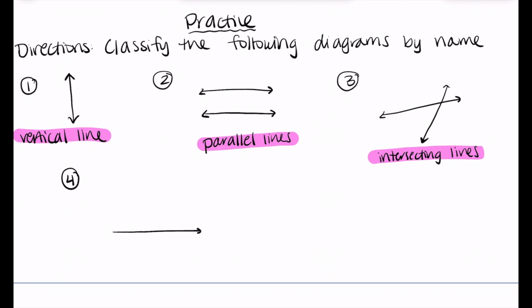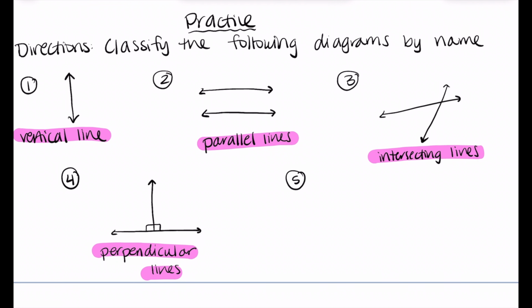Number 4, we have a horizontal line, okay, with a vertical line going through it, and it's forming 90-degree angles. So the name of this would be perpendicular lines, right? So number 4 would be a perpendicular line. And our last practice problem for today, let's see what the visual looks like. For number 5, we have a line that moves from left to right with arrows on both ends. So this one would simply be a horizontal line. So number 5 would be a horizontal line.